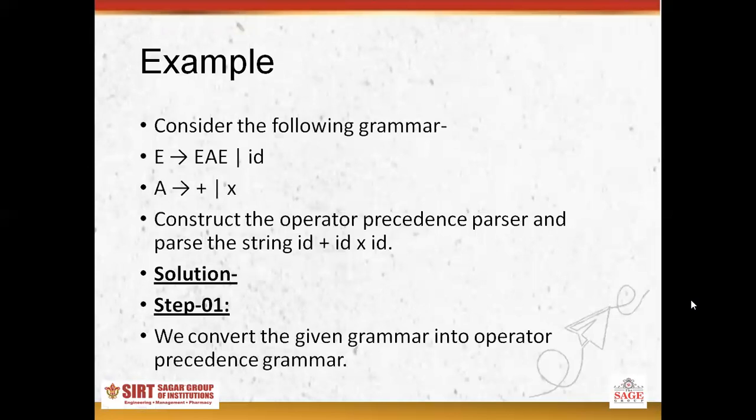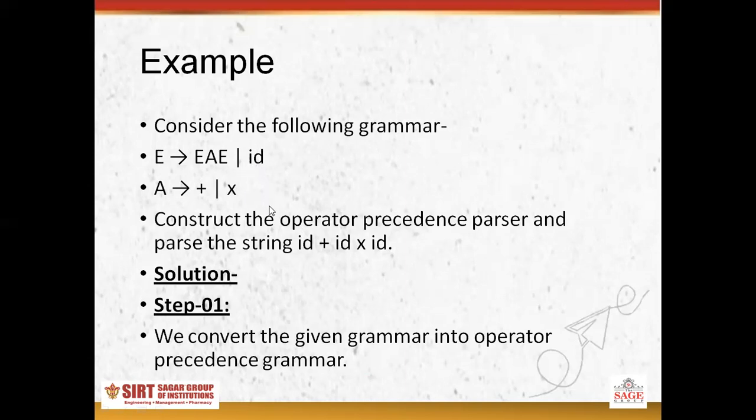Now we are seeing one example of operator precedence grammar and how the operator precedence parser works. Consider the following grammar. E produces E A E or ID. A produces plus or multiplication. Now construct the operator precedence parser and parse the string ID plus ID into ID. So what are the steps we followed previously? We have to sort it out and convert it.